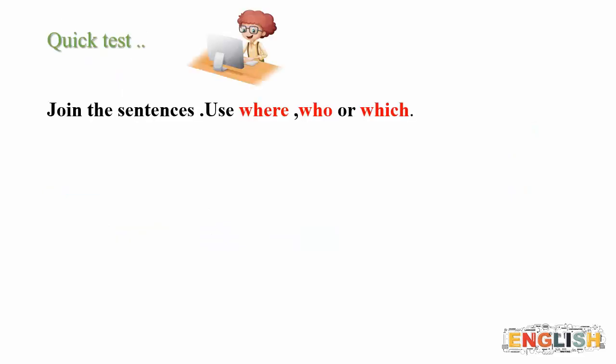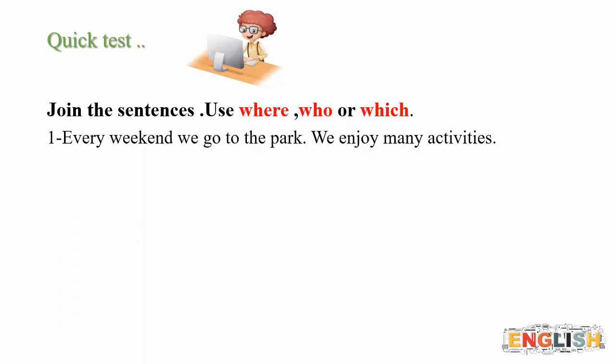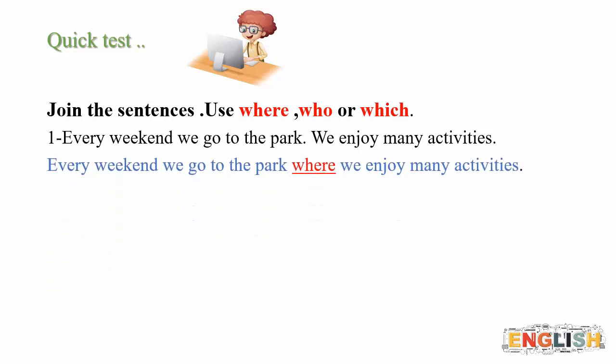Okay, a quick test to do. Now here you're going to join the sentences. Use where, who, or which. Let's start with the first sentence. Every weekend we go to the park. We enjoy many activities. Great. Here guys, we are talking about the park, a place, so we need to use the relative adverb where. So we say, every weekend we go to the park where we enjoy many activities.